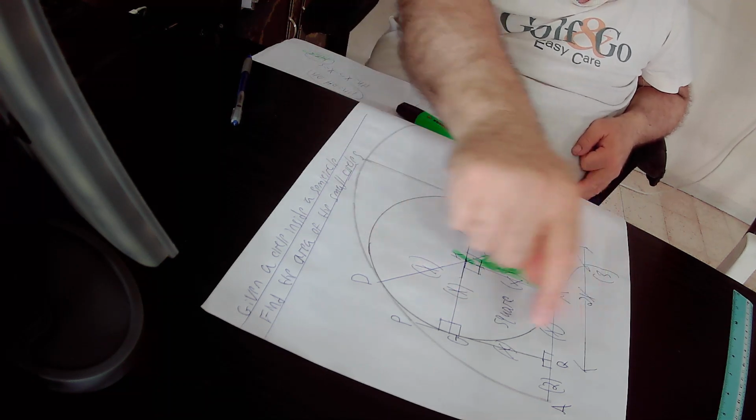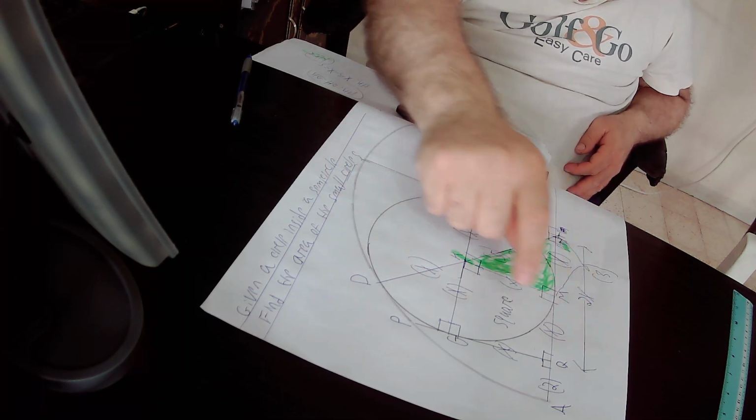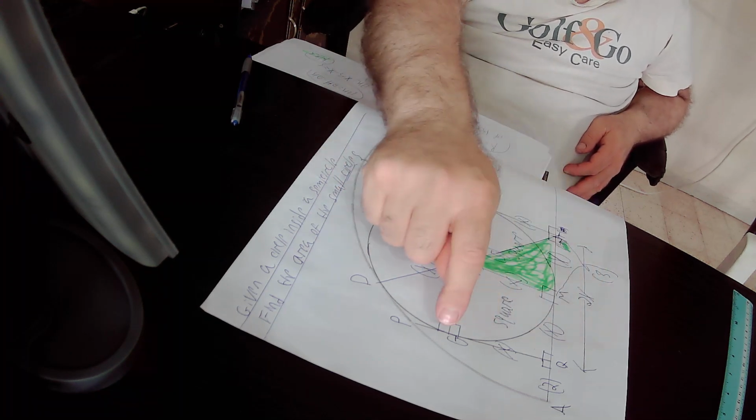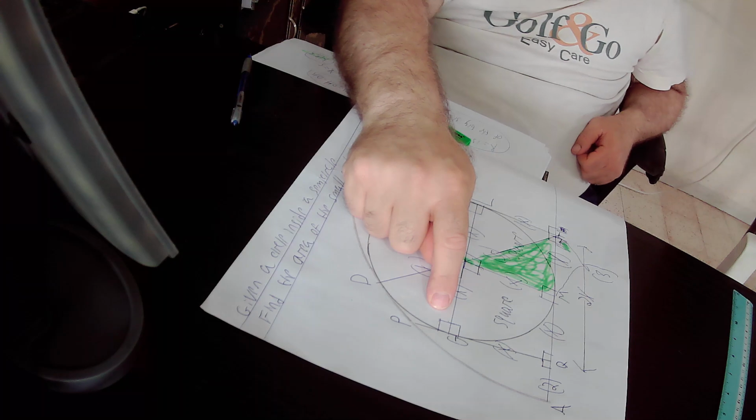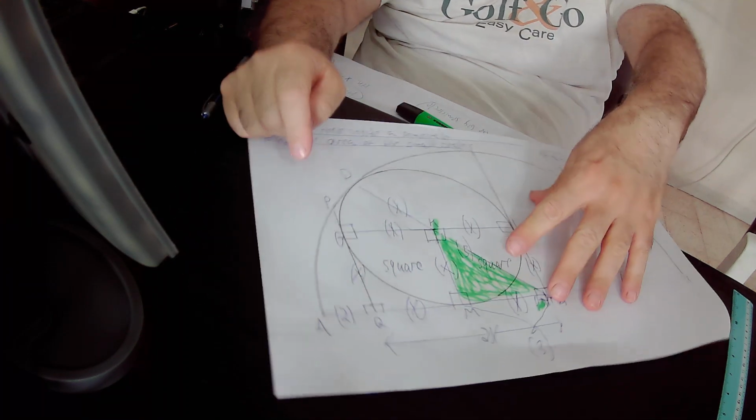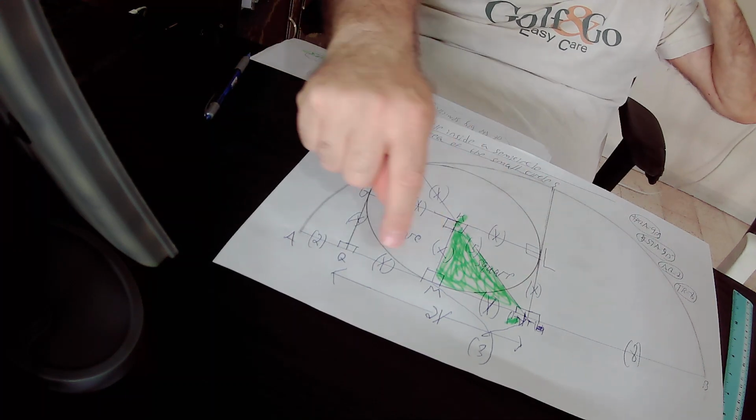Tangent PQ will be perpendicular to the radius GK. If PQ is perpendicular to GK, it means that this angle equals 90 degrees, and this angle also equals 90 degrees according to rule 1. So by doing this construction, we created a quadrilateral GKMQ.